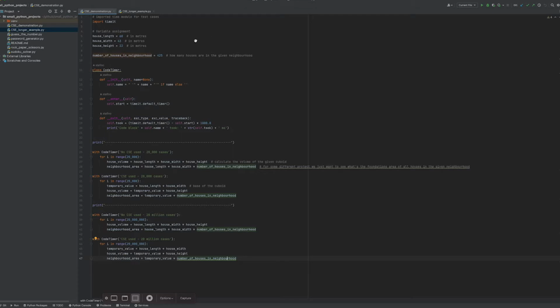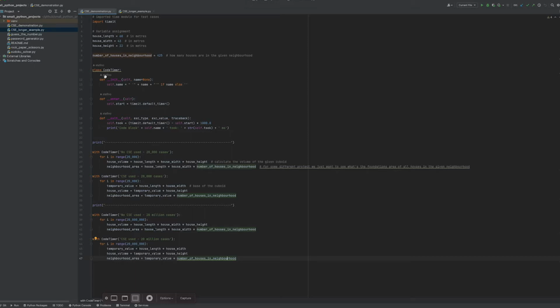Let's imagine we have a house stored in three variables: its length, its width, and its height. The length of the house is 60 meters, the width is 43 meters, and the height is equal to 22 meters. We are also aware that our neighborhood consists of 425 houses, including ours.